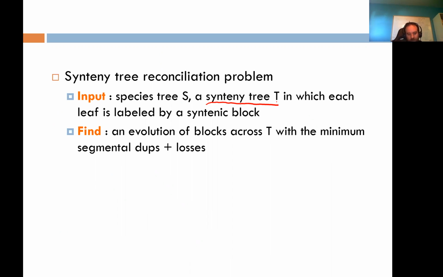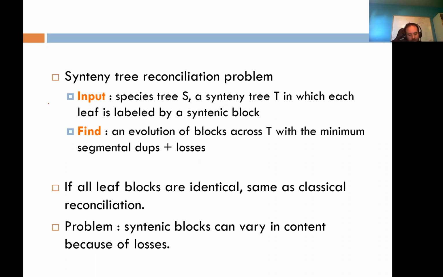And you want to find an evolution of blocks with a minimum number of segmental events. And as in the previous example, if all the blocks at the leaves are identical, this is easy. This is the same as traditional reconciliation, but with real data, we ran into problems because syntenic blocks can vary in content because of losses, but other events.